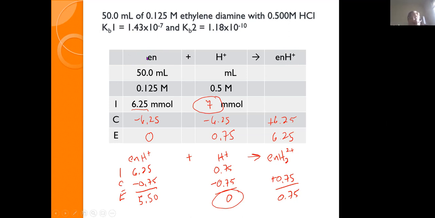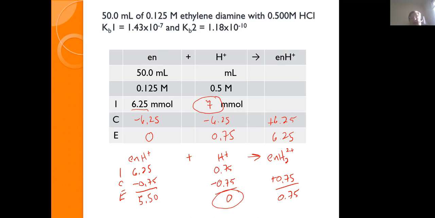In between those points, we have buffers. And after the last equivalence point, we have strong acid in solution, though we do have to account for the dilution. So hopefully that helps with doing titration curve questions. So watch out for having to do multiple ICE tables.